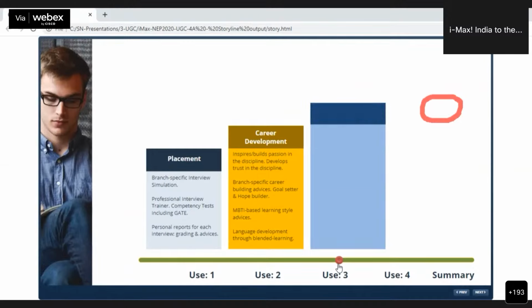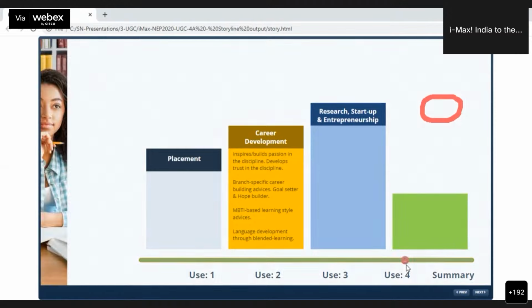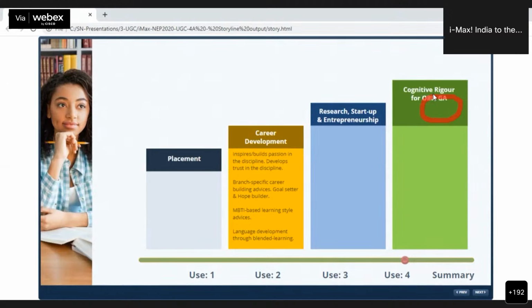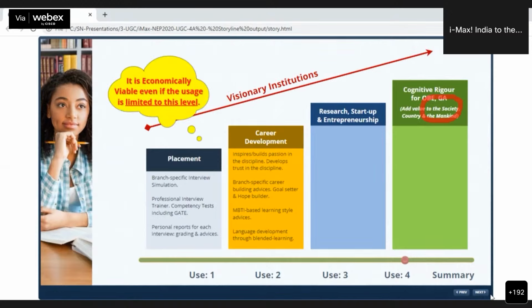And then OBE can be used for research, startup and entrepreneurship. Then in the fourth use, it will meet all of NEP 2020's requirements.